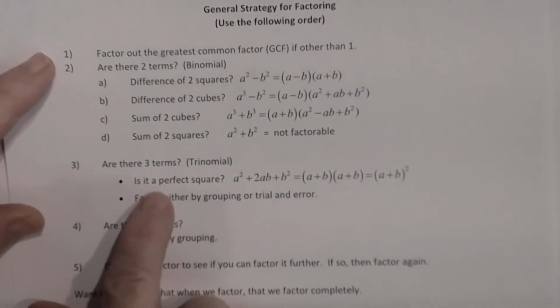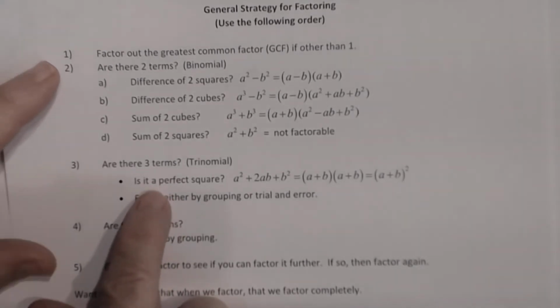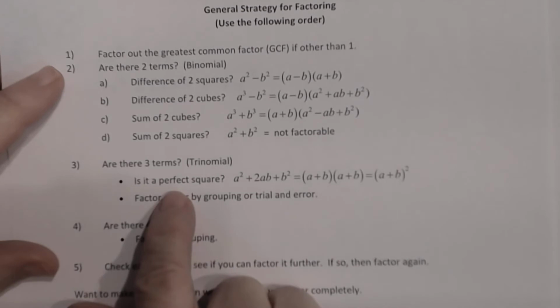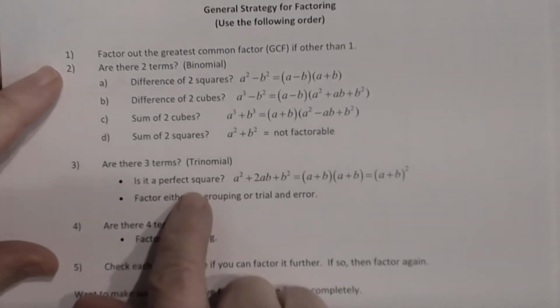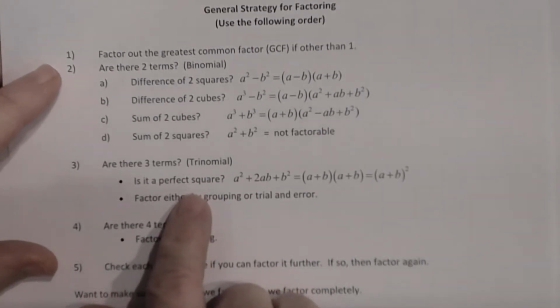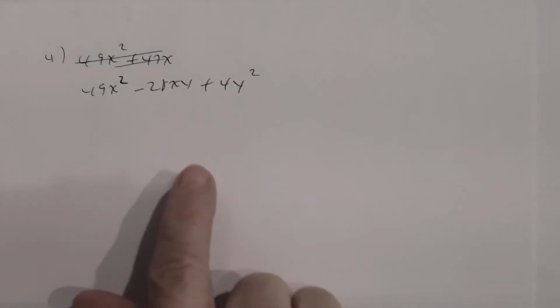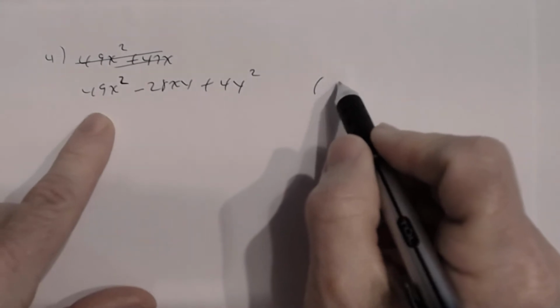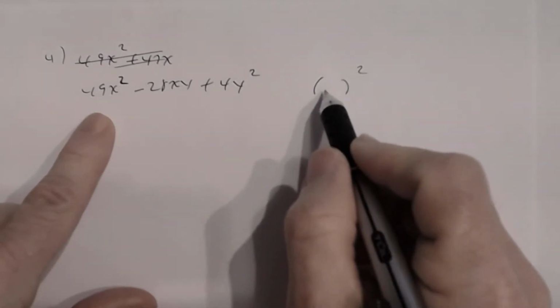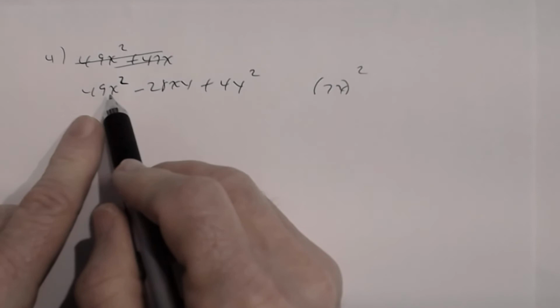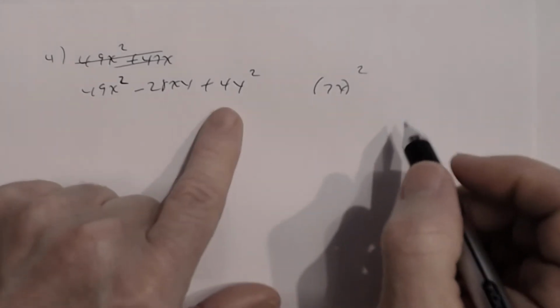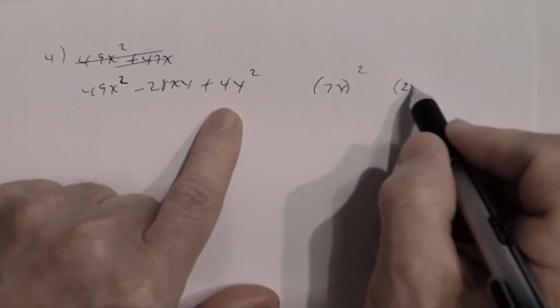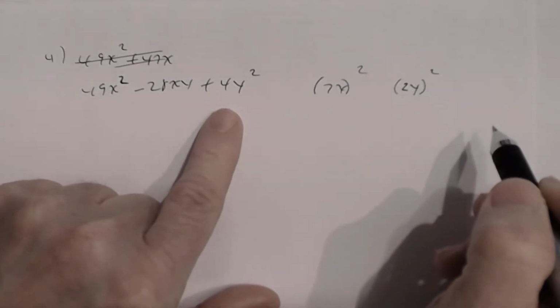So many students, when they get to the 3 terms, they tend to forget about the idea of that perfect square. But I want to focus on that because that's important. Why is a trinomial considered a perfect square trinomial? All right, so here's the idea. Look at your first term. Do y'all agree that I can write that first term as 7x squared, because 7x times 7x is 49x squared? And then the last term, I can write as 2y to the second power, right?